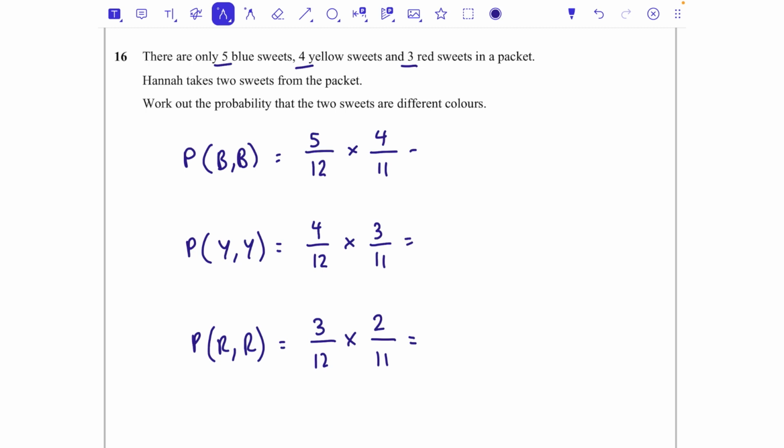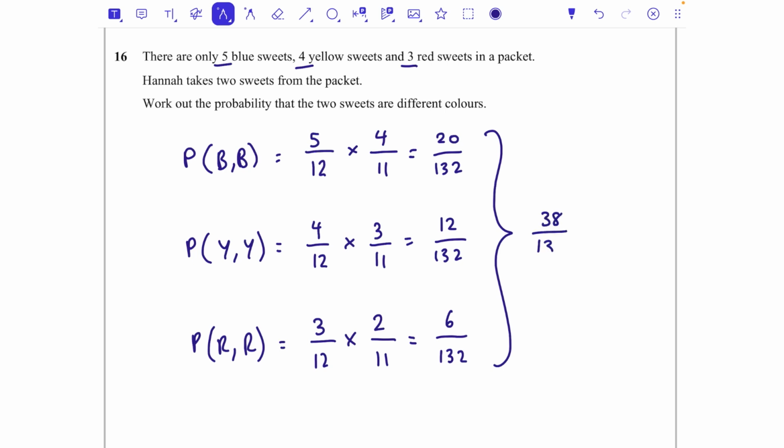So when we want 2 things to happen, we times along the branches. That would be 20 out of 132 here, 12 out of 132 here, and 6 out of 132 here. When we multiply fractions, top times top, bottom times bottom, and then we would add those all together. They've all got the same denominator. We have to make sure they've got the same denominator when we're adding or subtracting. 20 add 12 add 6 is going to be 38 out of 132.